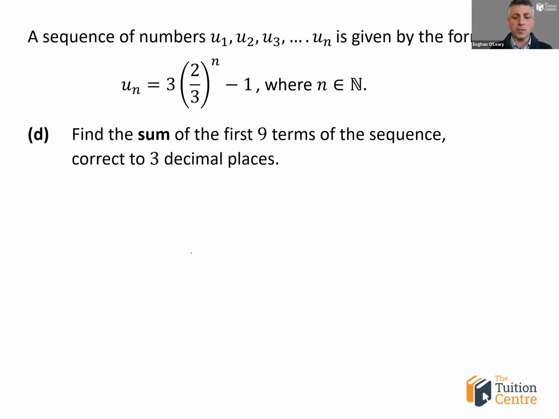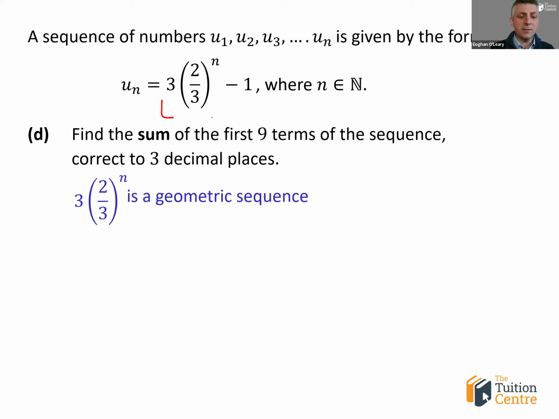Find the sum of the first 9 terms of the sequence correct to 3 decimal places. Well, if you remember, we had already gotten the first 3 terms. That didn't take us very long. So you could just go off and get the first 9 terms and add them up together. Or the way that would be planned and suggested and hoped for would be that you'd identify that the first part here is a geometric series. 3 times 2 over 3 to the power of n is a geometric series.